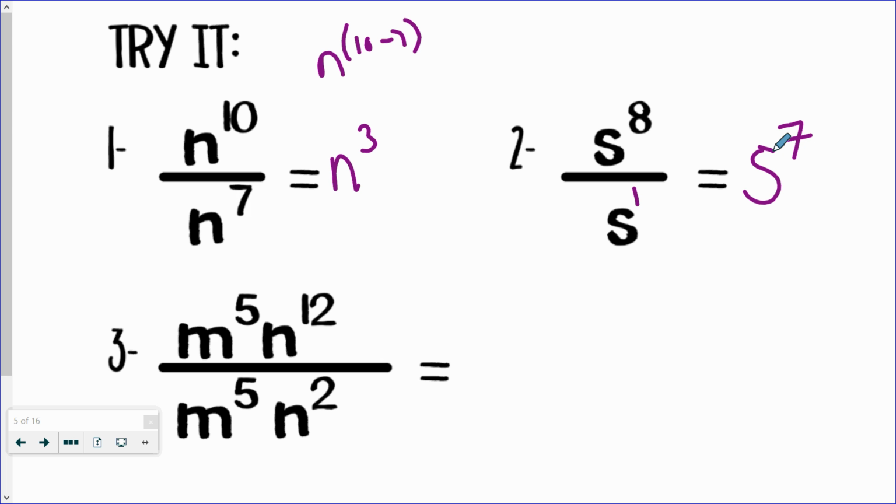For 3, m to the 5th, m to the 5th. So those actually cancel each other out because 5 minus 5 is 0. So it's 1. Then n to the 12th, n to the 2nd. So your final answer should have been n to the 10th power.